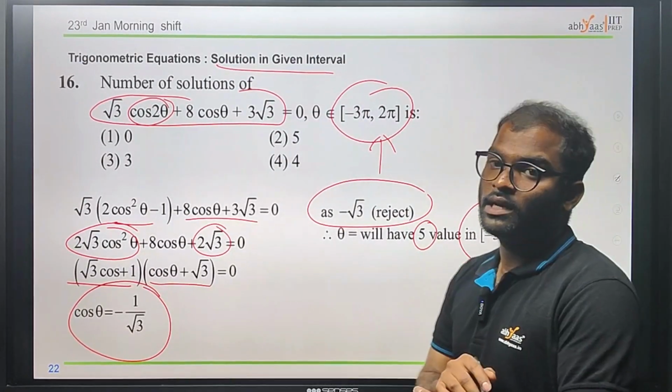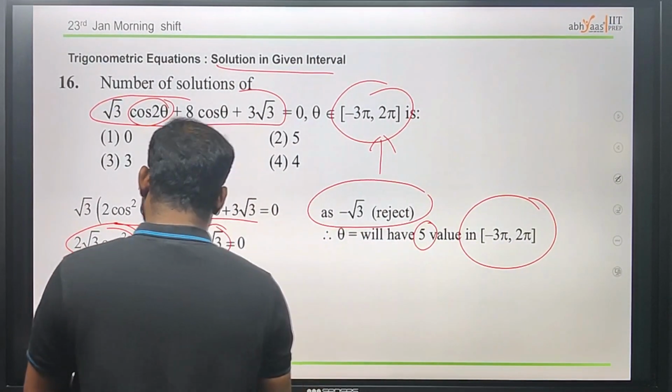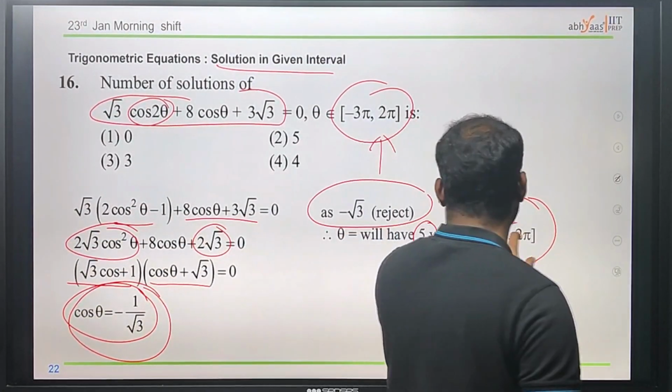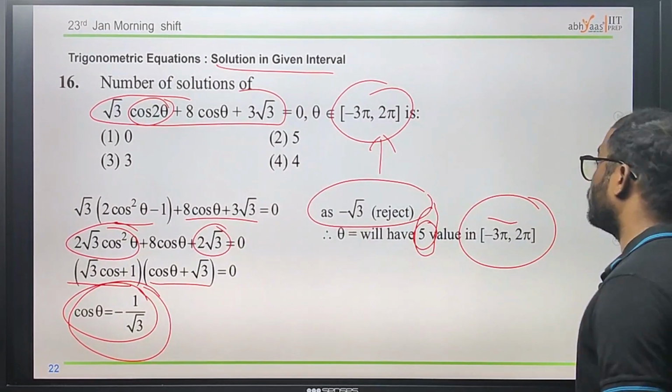Since they are asking about the number of solutions, for that reason we need to check cos theta, and in between this we have 5 values. I hope you understood.